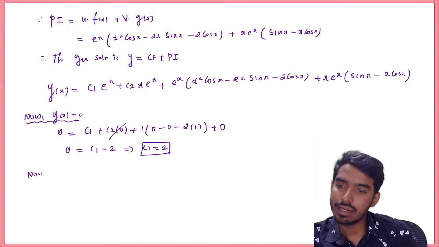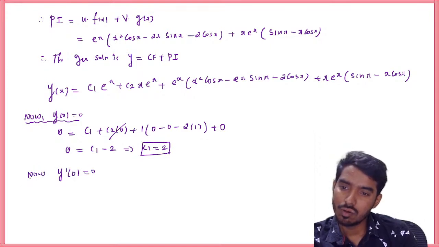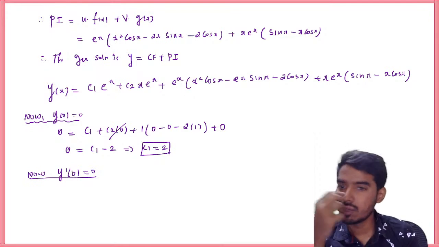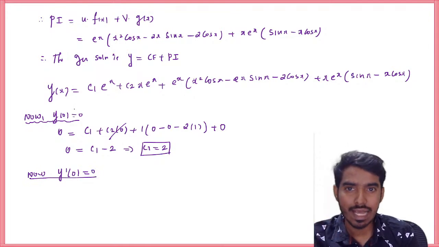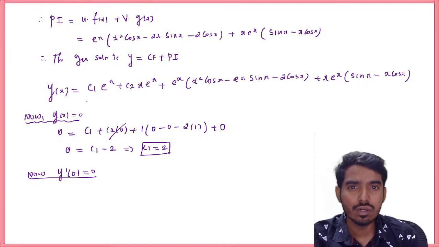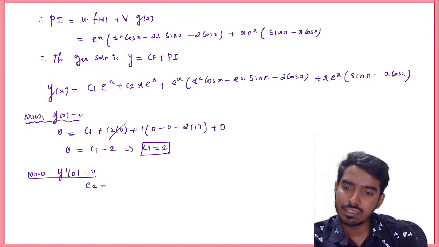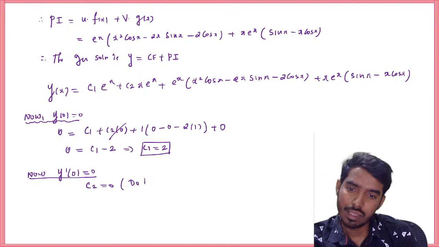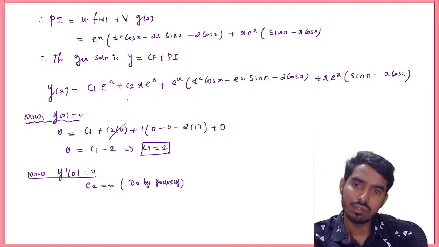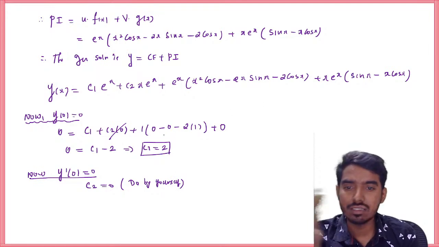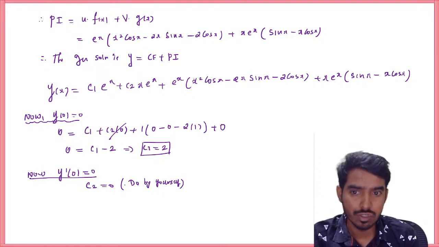Now use the second condition that y dash of 0 is 0, right? For that you have to differentiate this to find y dash of x. Very simple, right? You can do it. In that you put x is equal to 0, you will get c2 to be equal to 0. If you differentiate this term and put x is equal to 0, you will have c2 equal to 0, right?